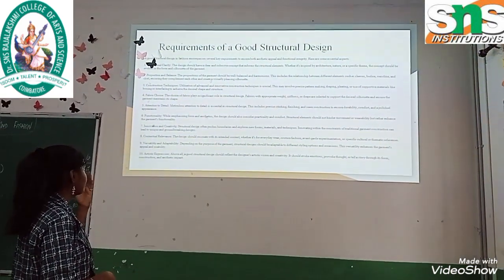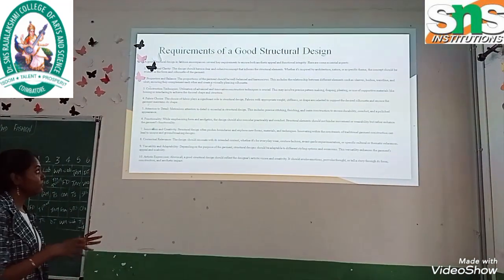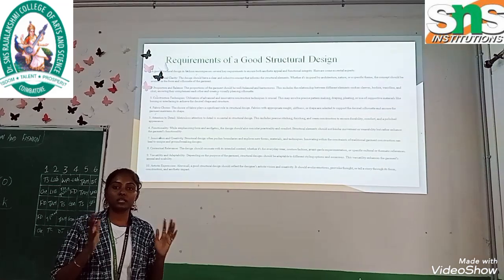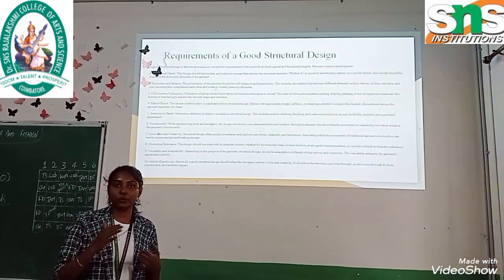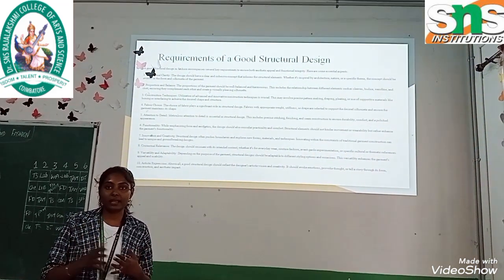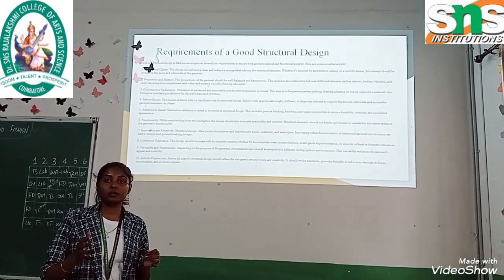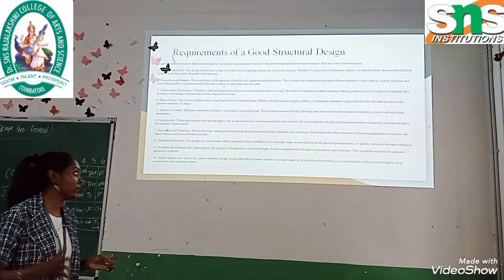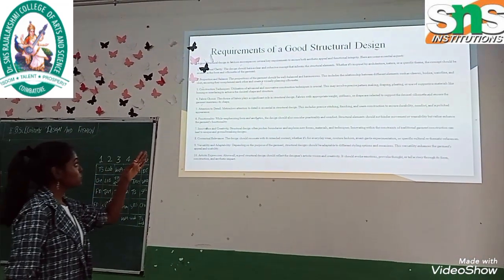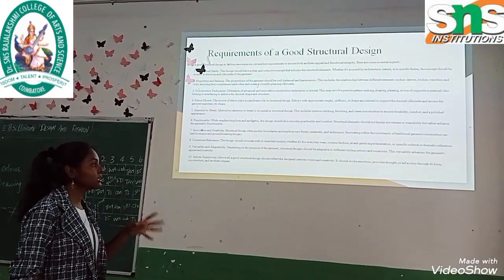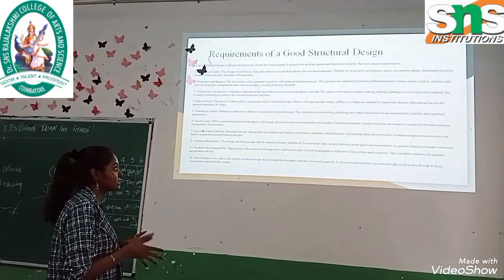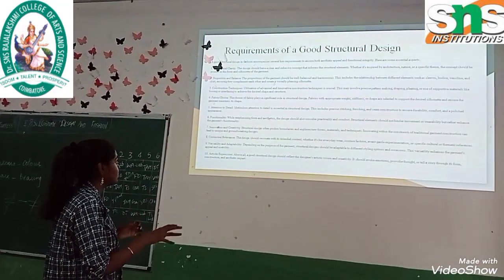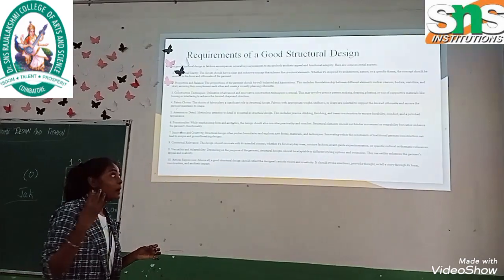Next is proportion and balance. The proportion of the garment should be well balanced and harmonious. When we design a garment, its top and bottom should be equally harmonious and proportioned, so that it represents an aesthetic and graceful look. It includes the relationship between different elements such as sleeves, bodice, waistline and skirt, ensuring they complement each other and create a visually pleasing effect.